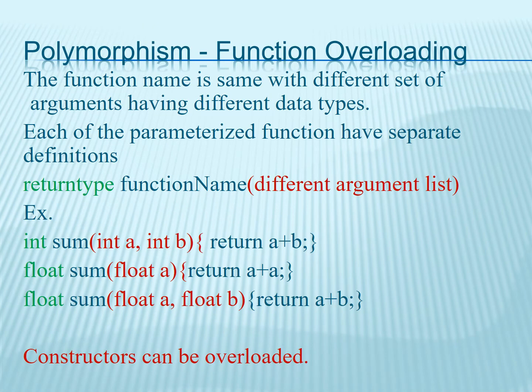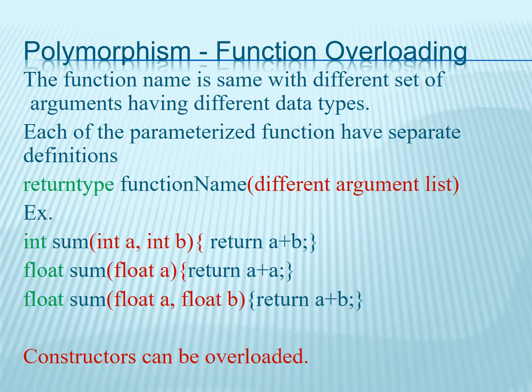In function overloading, the same function name is used for many function definitions but with a different set of arguments or arguments with different data types. Each of the overloaded parameterized functions has a separate definition. For example, the function sum is overloaded. The first definition receives input variables as integers, adds them, and returns an integer value.